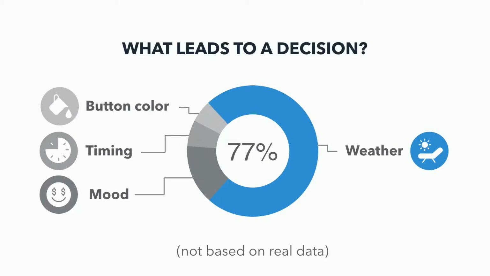What actually leads to the decision? Is it the button color, red, green, right? Is it the timing? Is it the mood of the person? Or at the end, is it just the weather? Which is so true for e-commerce, right? Because when the weather is good on Sunday, nobody buys something on Sunday.